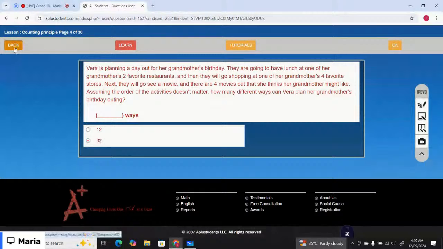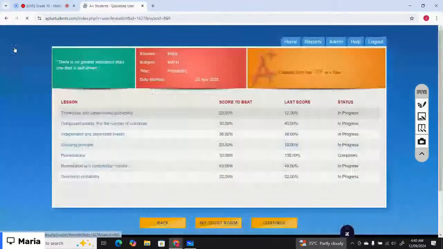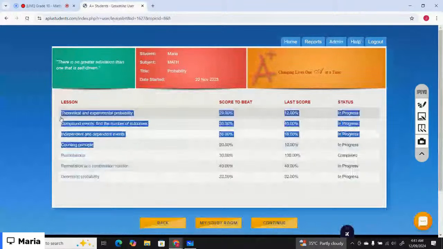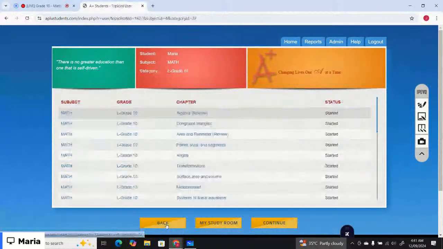So we were working on grade 10 math. The chapter we were working on is probability, and the lessons we covered today are theoretical and experimental probability, compound events, find the number of outcomes, independent and dependent events, and then counting principle. Please make sure before the next session you complete all the practice questions for the lessons we just did. That is your homework until the next session, right?